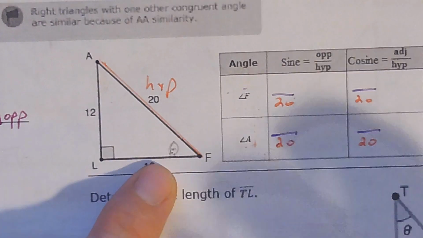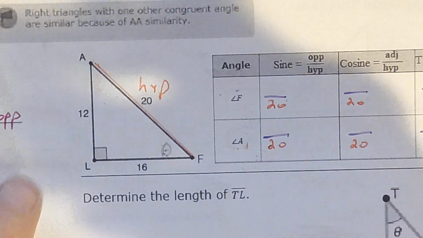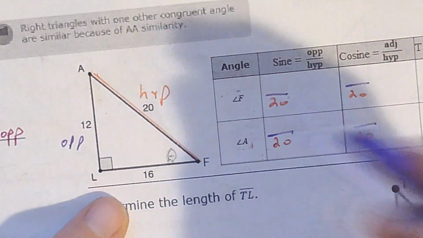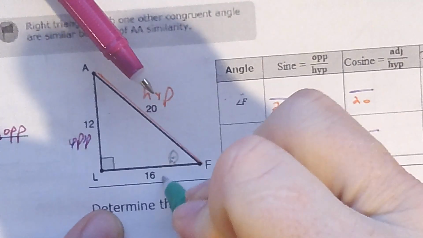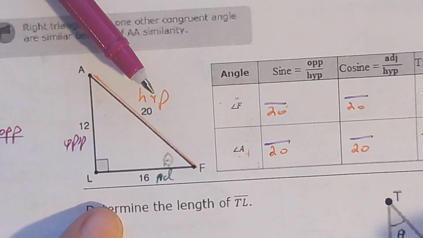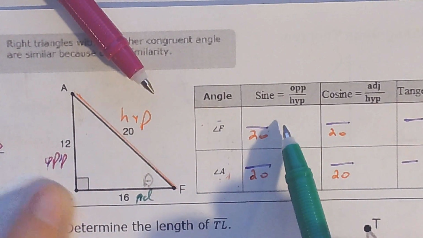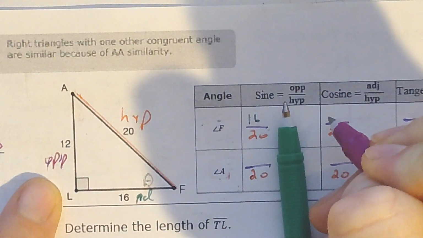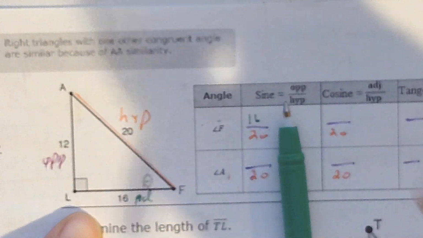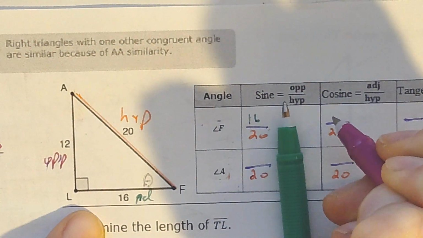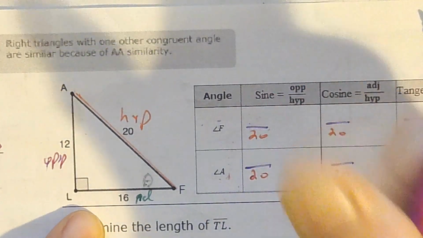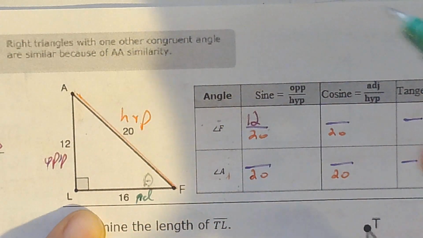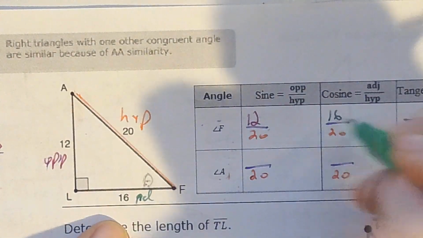So for angle F, our opposite is that one. Oh wait, what color do we use for opposite? It's burgundy. Opposite is this one, and our adjacent is this one. So for angle F, our opposite is 16, and our adjacent is, oops, I did the colors wrong, but that's okay. Opposite is 12, and adjacent is 16. Okay?